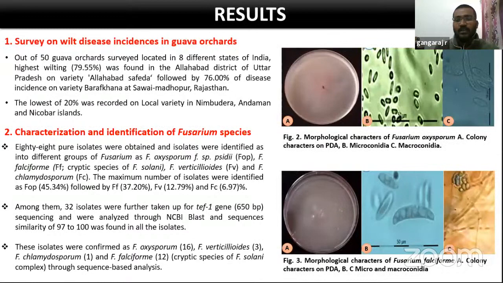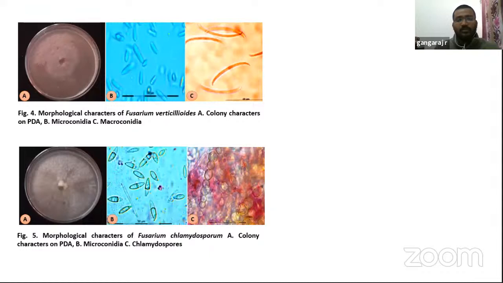Here we see the morphological characters. The first, Fusarium oxysporum, produces white to violet color on the plate, and the microconidia are non-septate and oval in shape. Macroconidia are 3 to 5 septate in nature. Whereas Fusarium falciformis produces white to salmon color in mycelium, and the macroconidia are produced on long polyphialides, and these are 5 to 7 septate in nature. Whereas Fusarium equiseti produces macroconidia with tapering at the ends, and microconidia with club shape.